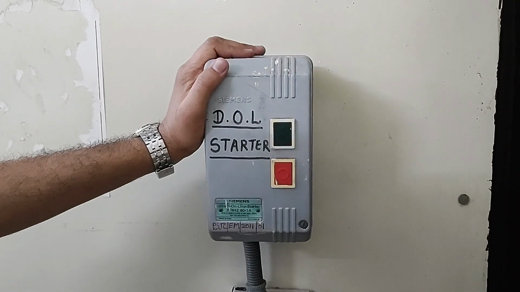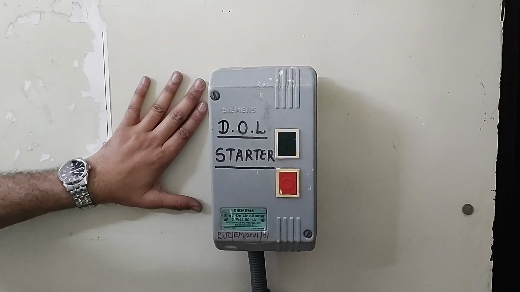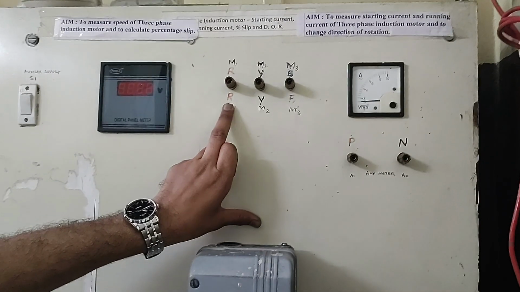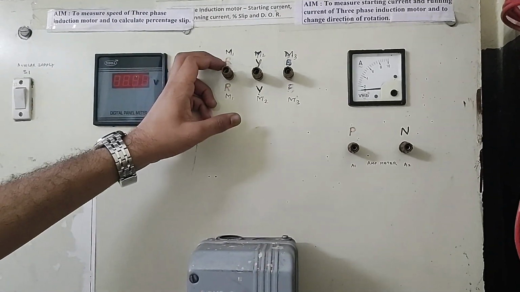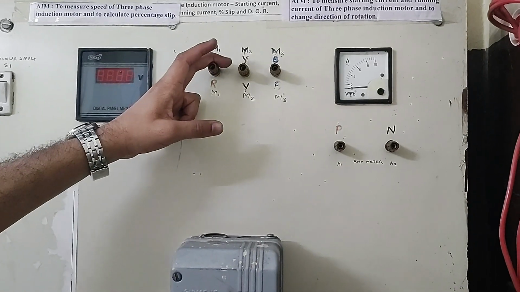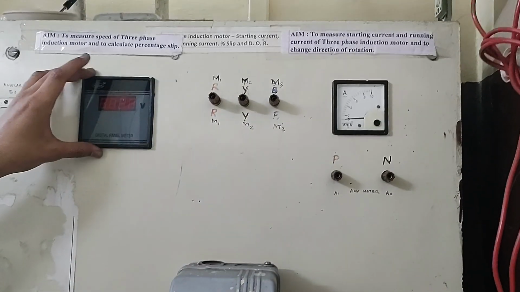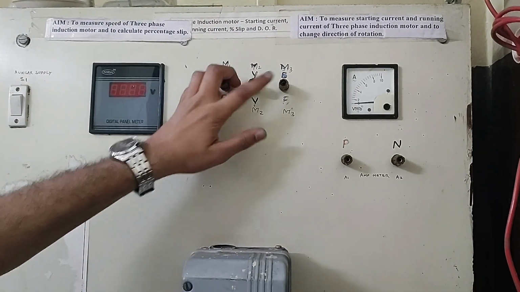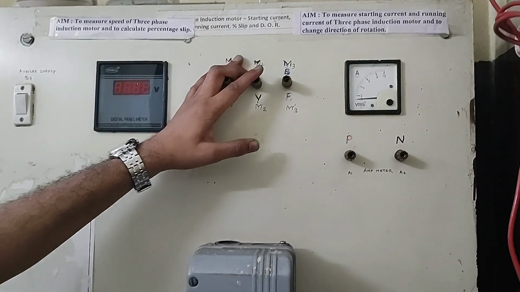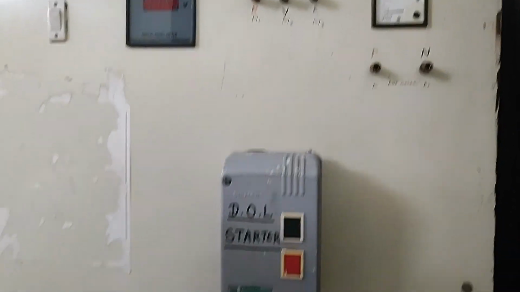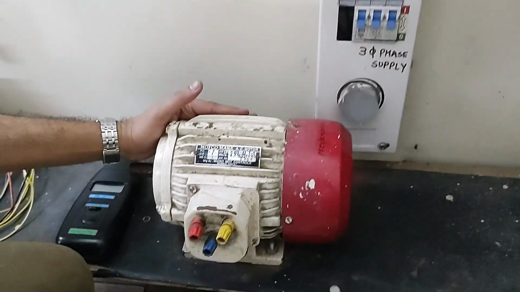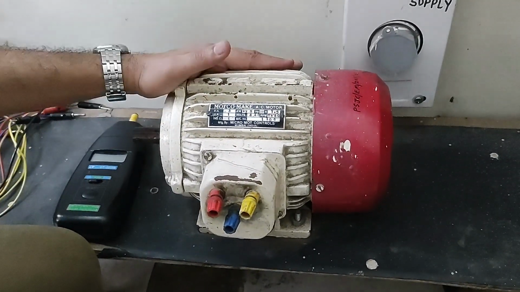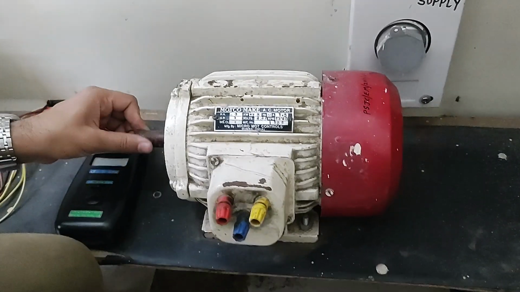The output of the DOL starter is going behind this panel, and these three-phase terminals are available across these three terminals, where it is written as RYB, for making the connection of three-phase supply to the motor. Also we can see on the panel we have a digital voltmeter and digital ammeter for measurement of voltage and current. From these three terminals we will use the connecting wire and bring the supply to the three-phase induction motor. This is the main component of our experiment, that is a three-phase induction motor, and this motor is a squirrel cage induction motor, as we can see.